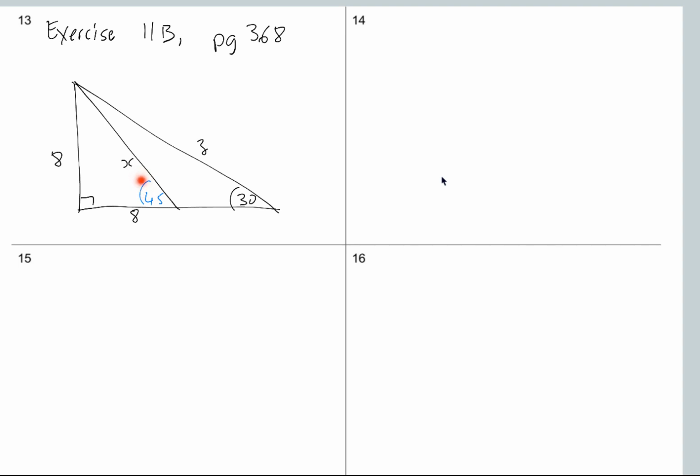Then I say, well, as long as I've got the opposite, I can use sine. As long as I've got the adjacent, I can use cosine. In this instance, I've got both, so it doesn't matter. So I'm going to stick with your old pal sine. Please don't call it sin. Sine of 45 degrees is equal to opposite, that's 8, over hypotenuse, x.